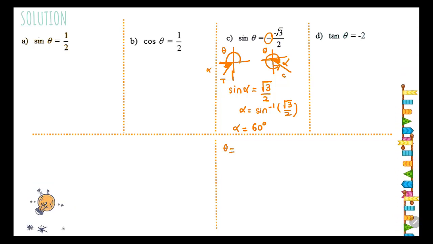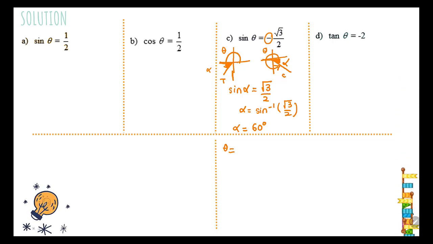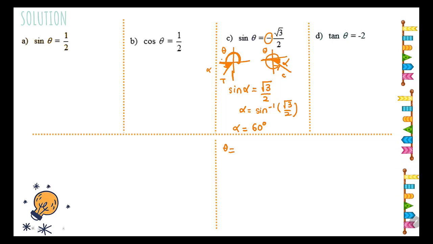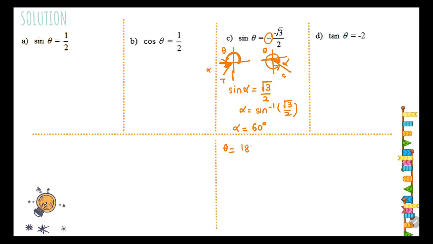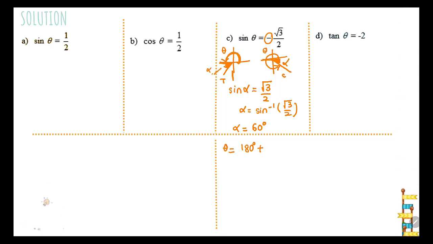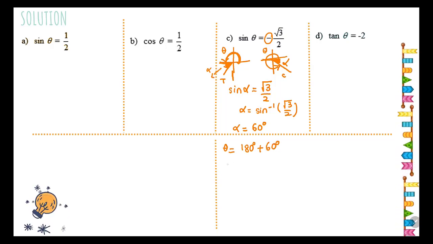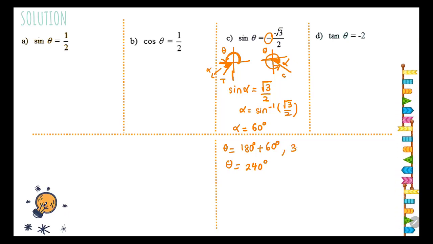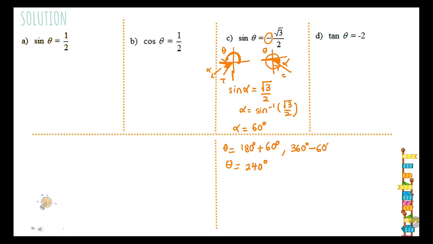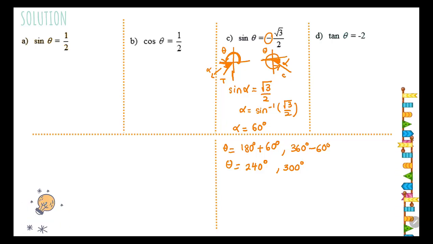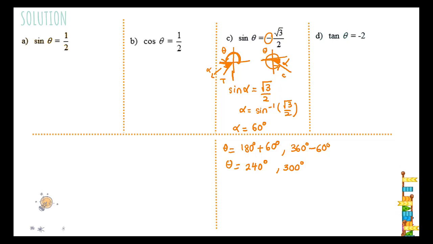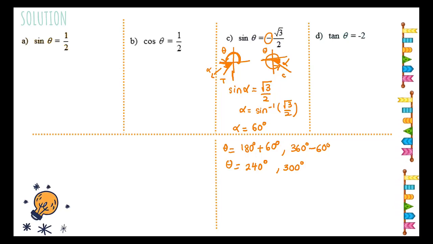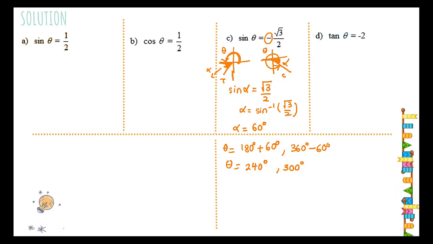Now for the first theta that falls on the third quadrant, from the x-axis until 180 degrees, we take the 180 degrees and add alpha, which is 60 degrees. So theta is 240 degrees. Now for the angle on the fourth quadrant, we take the whole 360 degrees and subtract 60 degrees, and this gives us 300 degrees. For question 16c, we have two angles, 240 and 300. Okay students, I hope you are following this.